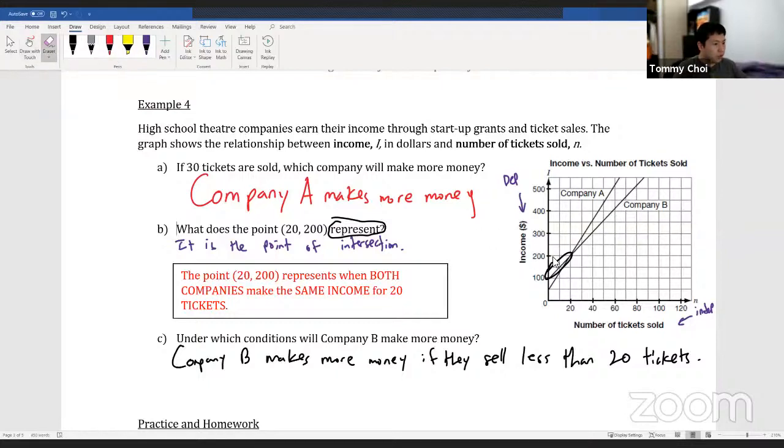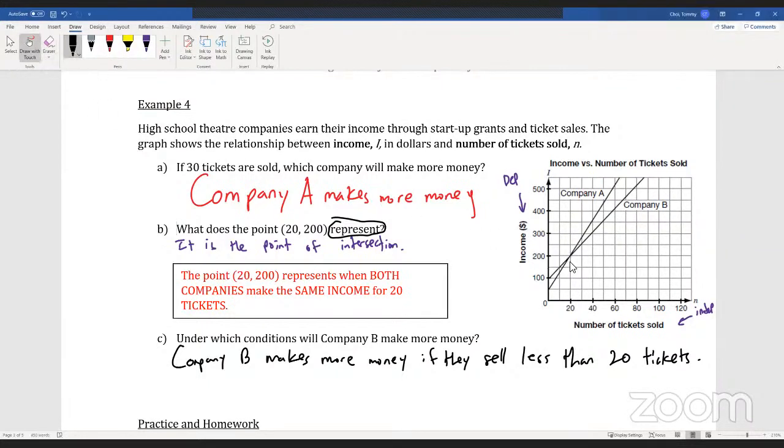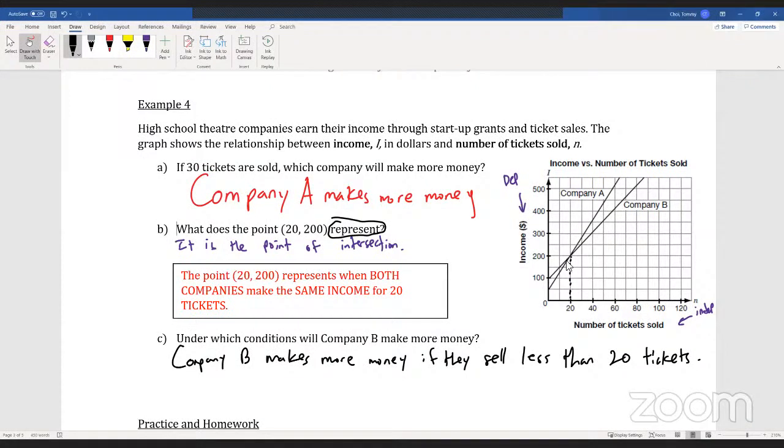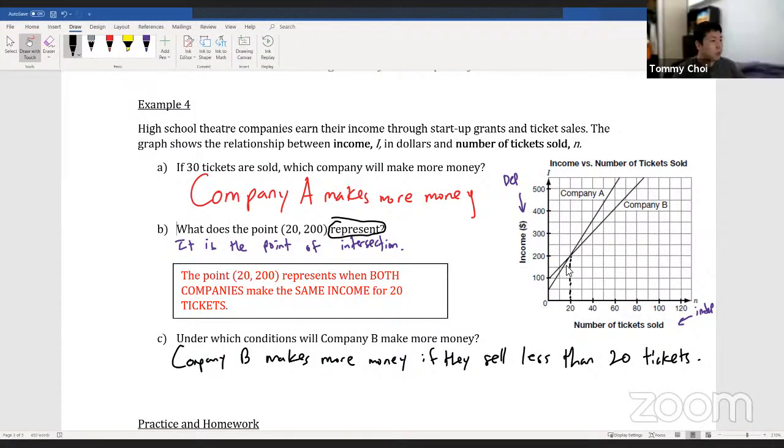And that section, when they're selling between 0 to 20 tickets. So anything between 0 to 20 tickets, company B makes more money. At 20 tickets, company A and company B make the same amount of money. And then after 20 tickets, company A makes more money, right? Company A makes more money.